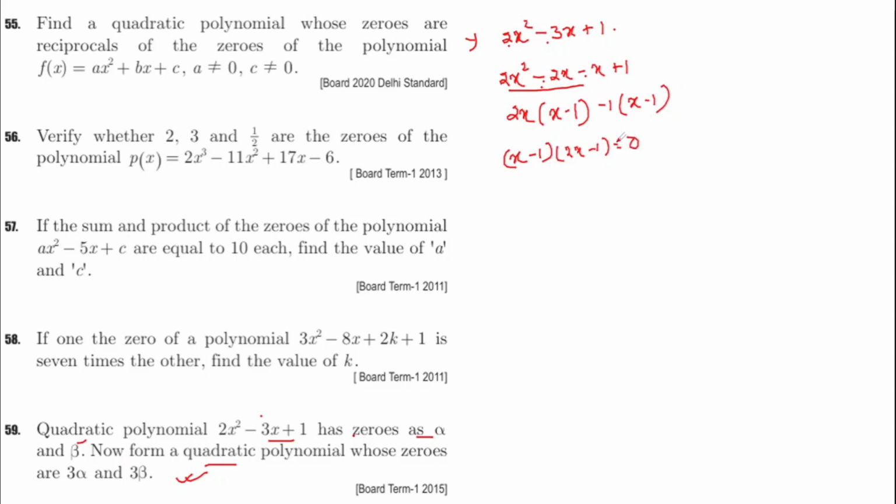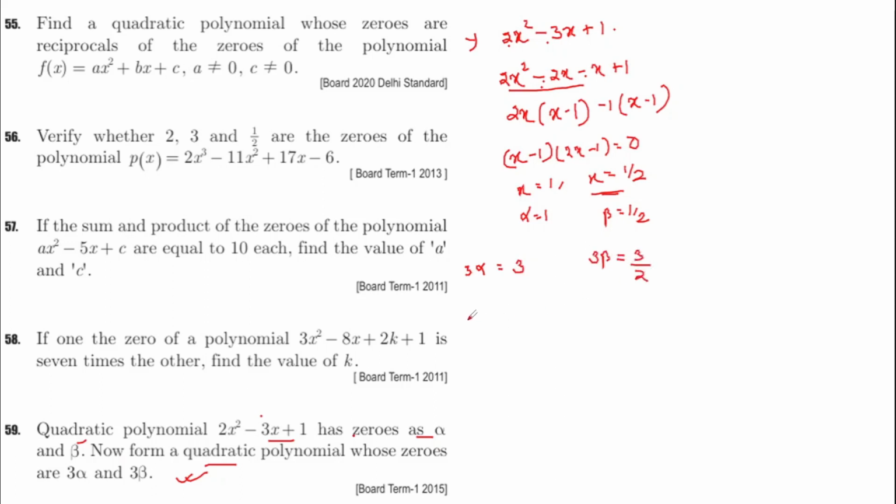And to get the zeros, equate it with zero. So the value of x is 1 from the first thing, and the value of x is 1 by 2 from the second thing. Now we have alpha is your 1 and beta is your 1 by 2. Now to get 3 alpha and 3 beta, the 3 alpha will be your 3 into 1, that is 3, and 3 beta will be your 3 into 1 by 2, that is 3 by 2.